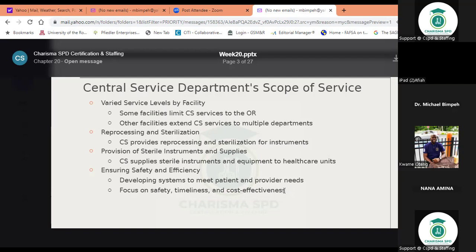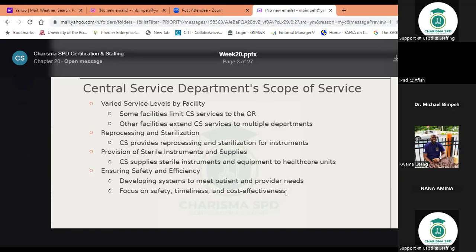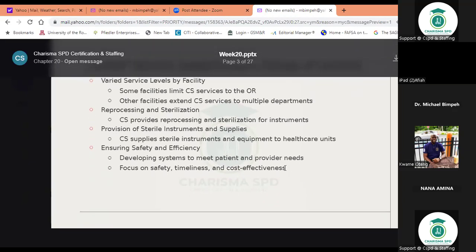With cost effectiveness, our role may be limited unless it comes to the supplies. We don't have to mishandle supplies. Work as if it's your own business. But of course, how many people work that way? Focus on safety.